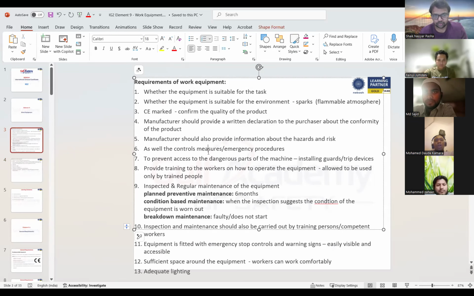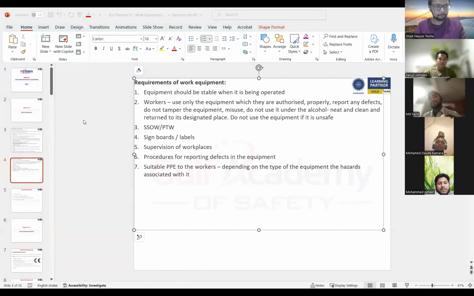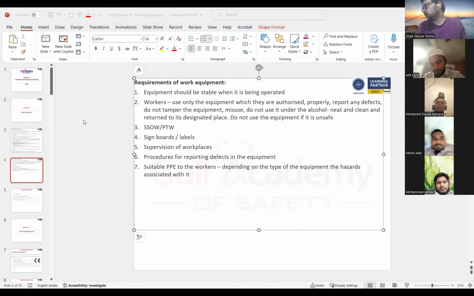Selecting, using, inspection, maintenance, and controlling the work equipment or hazards associated with this equipment. So these are the general requirements of work equipment. Are we clear or do you have any questions? Yes, sir. Right.